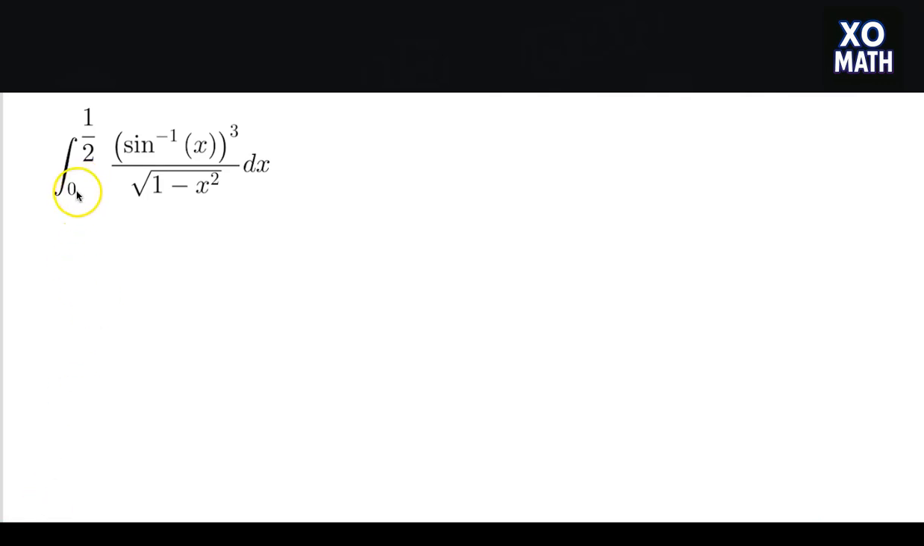Now let's try the integral from 0 to 1/2 of the quantity sine inverse of x cubed all over the square root of 1 minus x squared dx. So this is again going to be a substitution with a definite integral. The substitution that we're going to do here is we're going to let our u be sine inverse of x. So if u is sine inverse of x, the derivative du is 1 over the square root of 1 minus x squared dx. And we do have that.